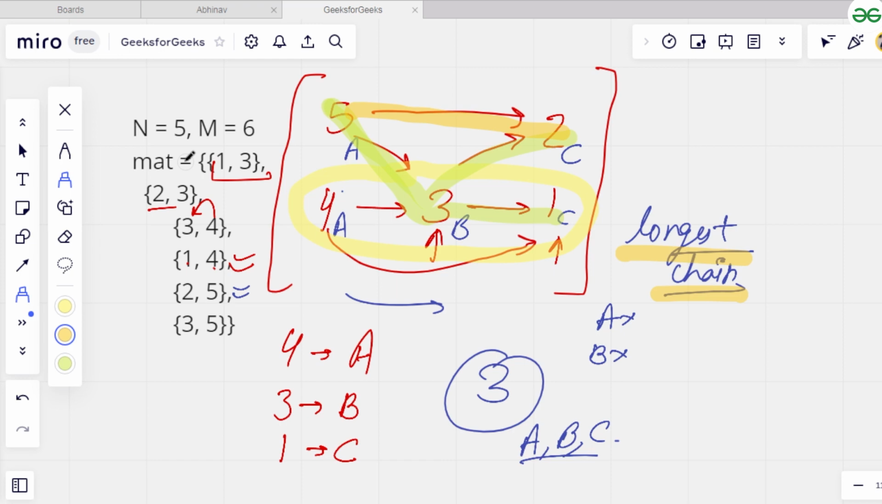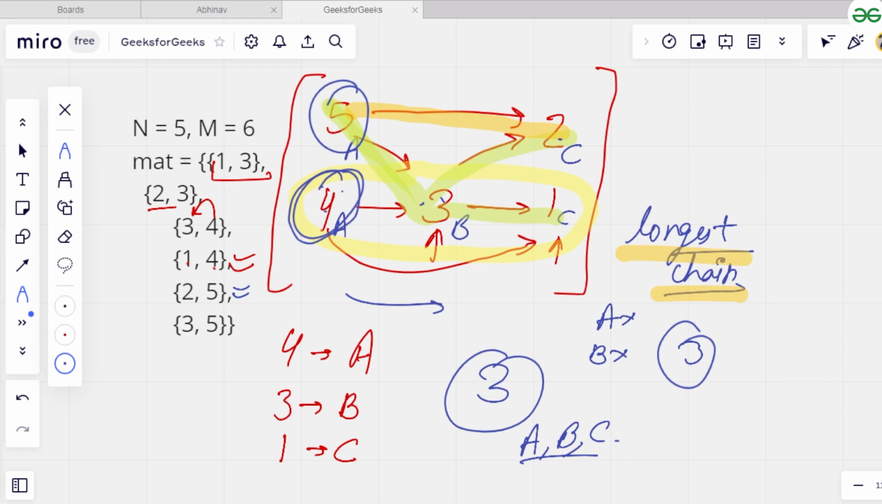But the thing is, how can we find it? We can easily use a traversing technique to traverse through each and every node, and then check what is the longest chain possible from a particular node. If we start from 4, from 4 to 3 to 1 is the longest chain of size 3, or 4 to 3 to 2. Then we can output that 3 different colors are required. This is how we can do it.